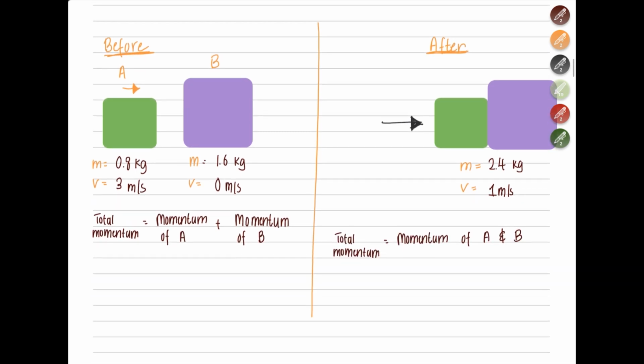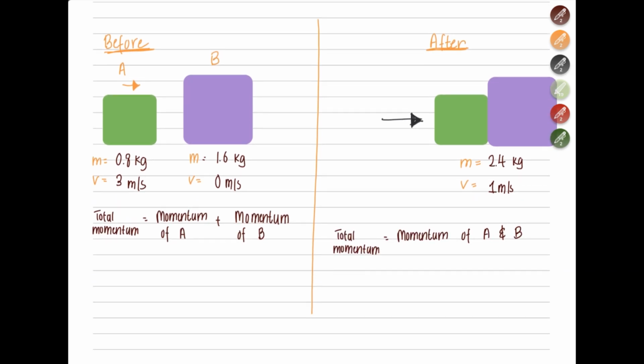Now we have to find out the momentum. So momentum of A and B. A is going to be m a, I will write u a.